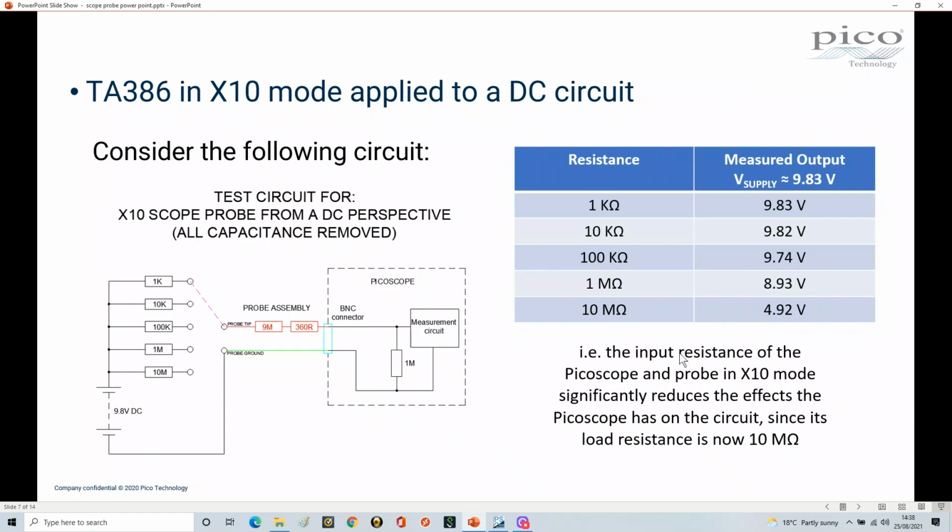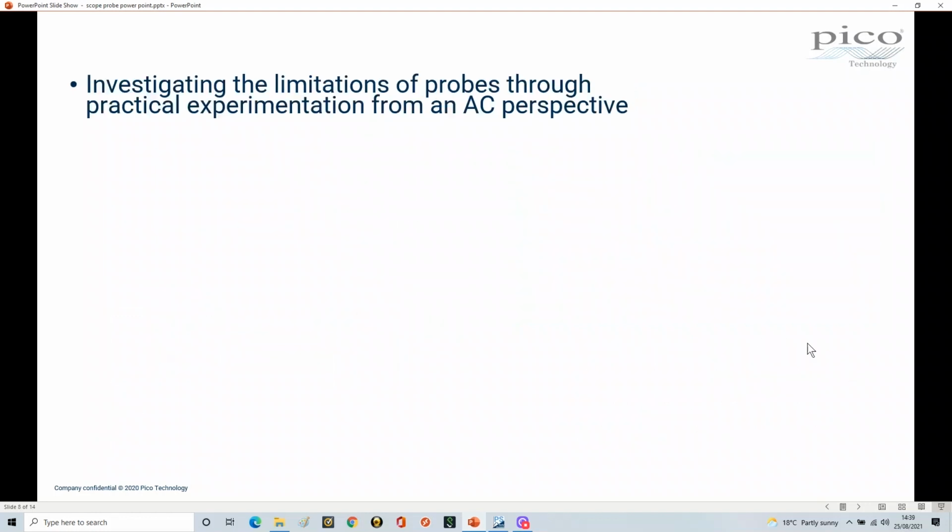So once again, if we're choosing between times 1 and times 10 when it comes to DC circuits, then unless it's very small signals, we'd certainly recommend going to the times 10 mode, because you'll get a better response as your probe and oscilloscope are not interfering with the circuit in the same way. That's it from a DC perspective. We're going to take a break now, and then we're going to look at it from an AC perspective in the next video.